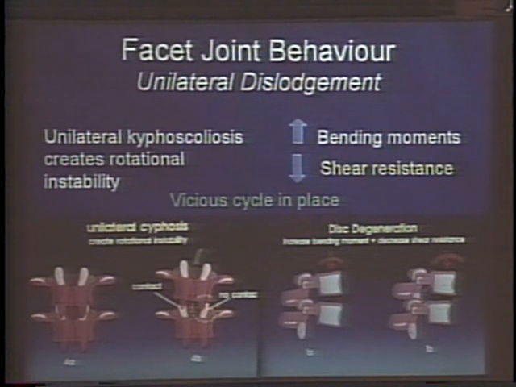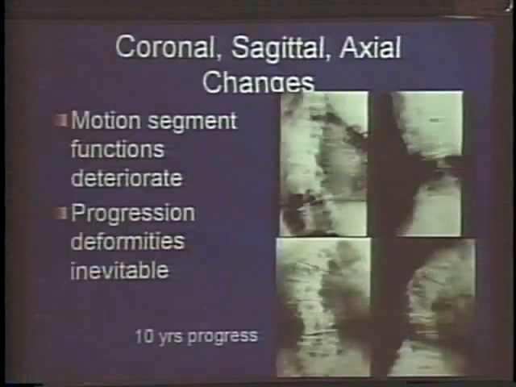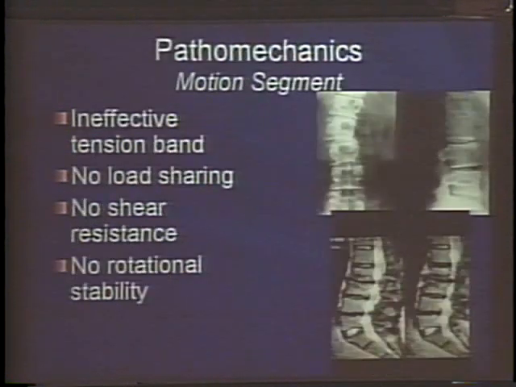So the unilateral kyphoscoliosis causes a rotational instability resulting in increasing bending moments, decreasing shear resistance, and progressive deformity. The changes are in the three dimensions, the coronal, sagittal, and axial changes, and the motion segment functions deteriorate. Progressive deformities are inevitable, as shown. So in the motion segment, we have an ineffective tension band, no load sharing, no shear resistance, and no rotational stability.